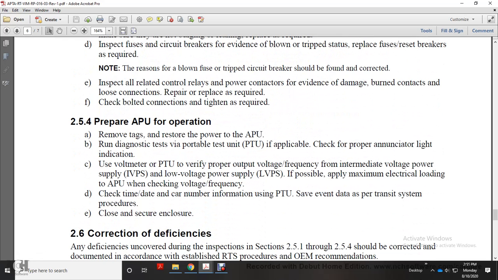2.5.4. Prepare auxiliary power unit for operation. Remove the tag, restore the power to the auxiliary power unit. Remove diagnostic test mode with the portable test unit. If applicable, check the power annunciator light indicator. Use a voltmeter or the portable test unit to verify the power output voltage, frequency, intermediate voltage, and power supply voltage. If possible, apply maximum electrical load to the auxiliary power unit when checking the voltage and frequency. Check the time and date with the car number using the portable test unit. Save the event data as per transit system procedures.